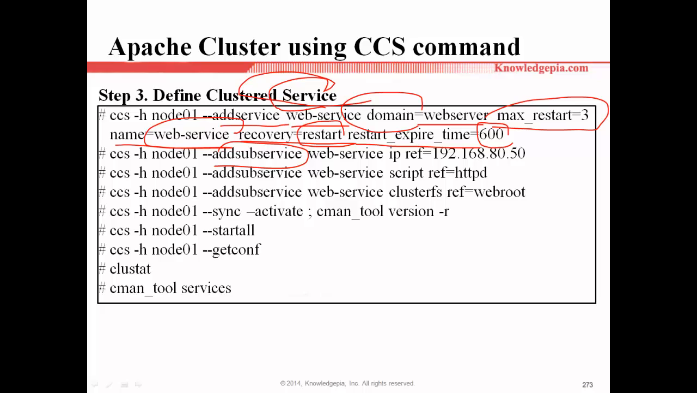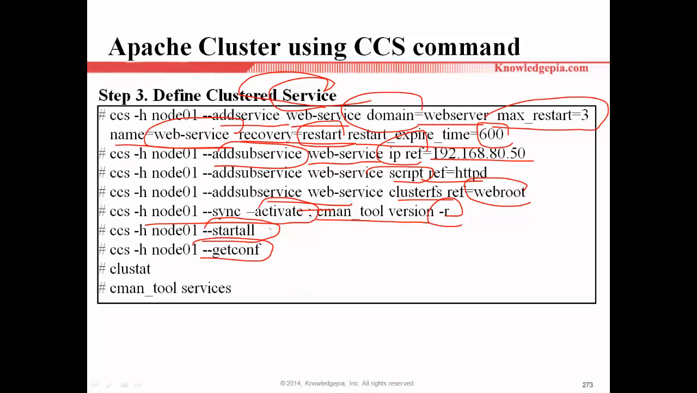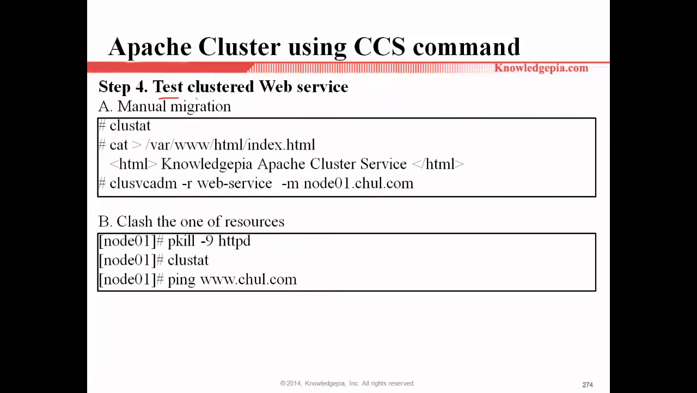And after that, add subservice. Add subservice means adding the resources. In my case, web service, the name of the service, and the resource name, okay, IP reference, okay, floating IP address, script reference, and cluster file system is web root. So if you complete this configuration, then here sync and activate, and then cman_tool version -r, and this command is the same. It means update the main configuration file, and then start ccs --getconf, then check all your configuration content, and then clustat or cman_tool services, then this command will show you the newly created services.